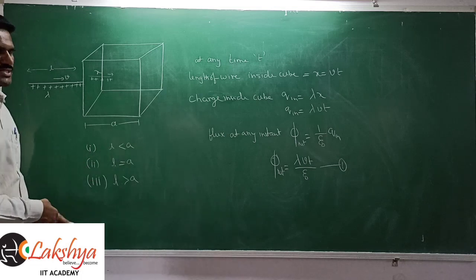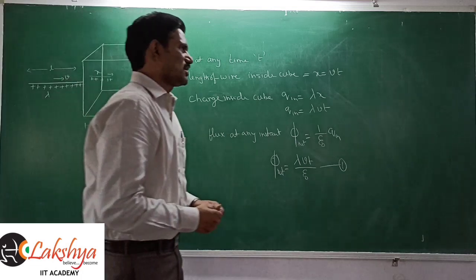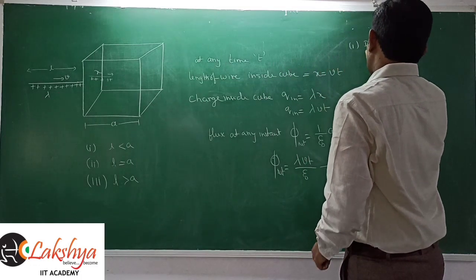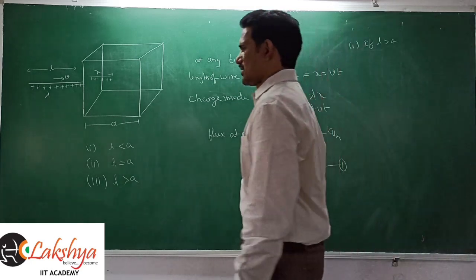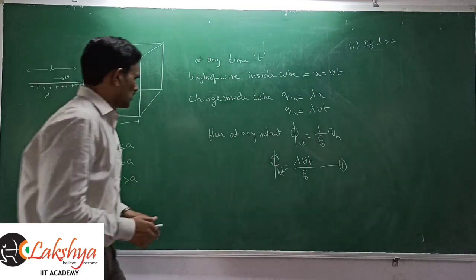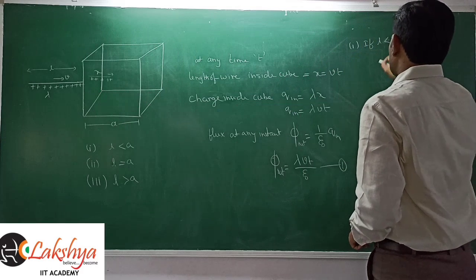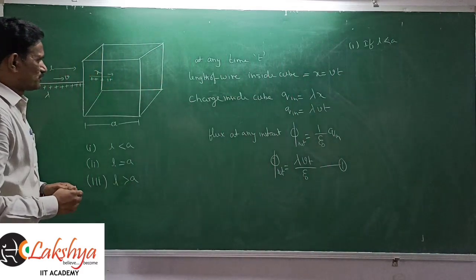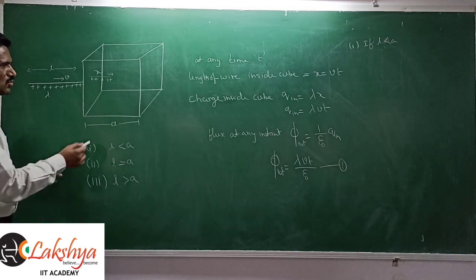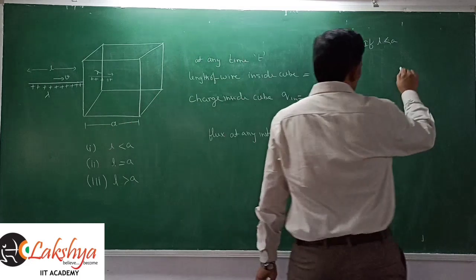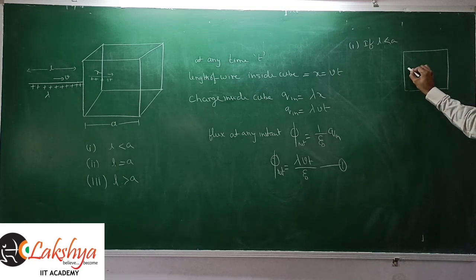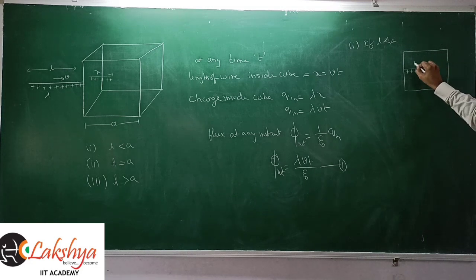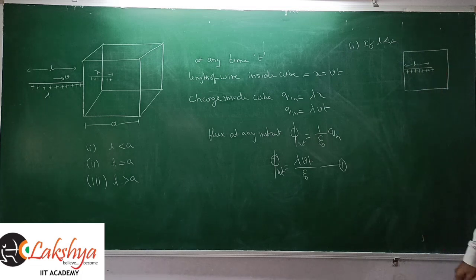Now we need to consider these conditions. The first given condition is L less than A. So when L is less than A, what will happen is that at some instant of time, the total rod will completely enter the cube. I am representing the cube as a face, one square here. So when it is completely entering here, now the L length is there inside only.